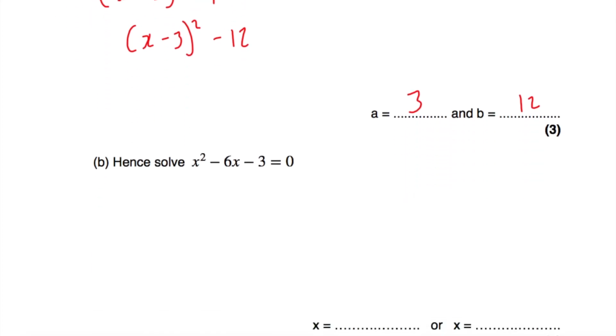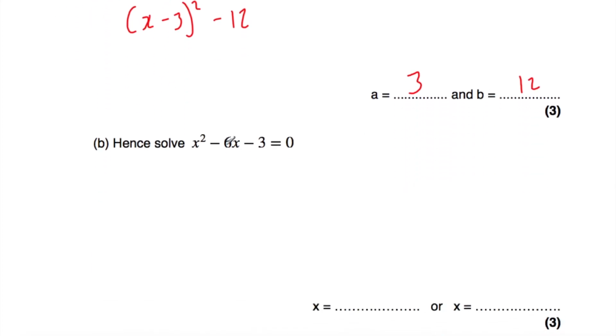Okay, next, part b. Part b says hence solve x squared minus 6x minus 3 is equal to 0. So we want to solve this quadratic using completing the square. Now we've already done completing the square to this left hand side here. That's equal to (x minus 3) squared minus 12. So that's equal to 0.